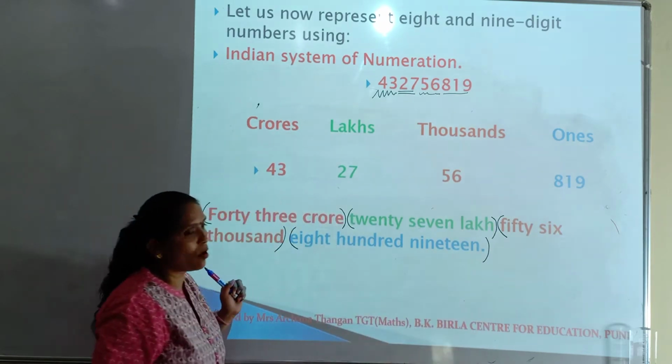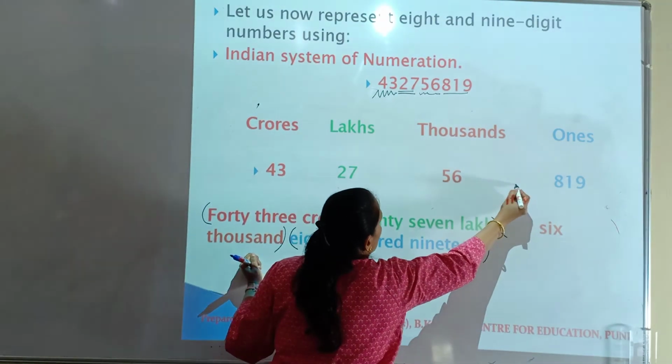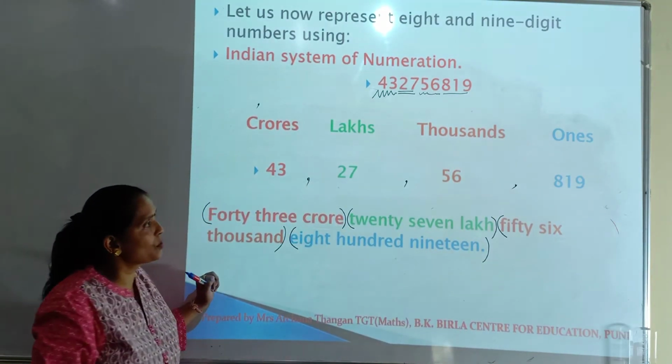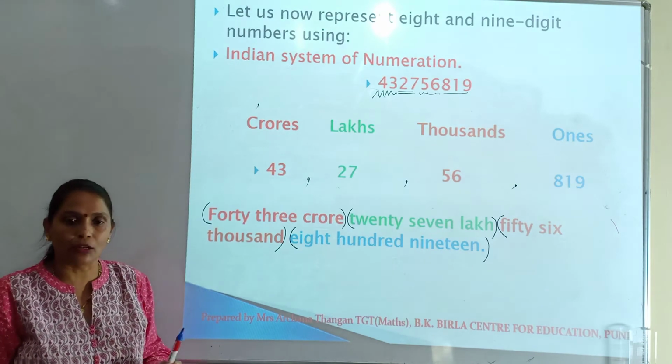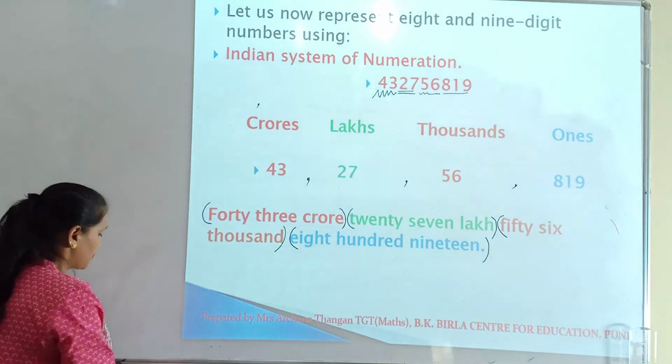And how to put a comma according to the Indian system? From the right side, 3 digits, then 2 digits. So it is easy to write the number and easy to read a 9 digit or 10 digit number.